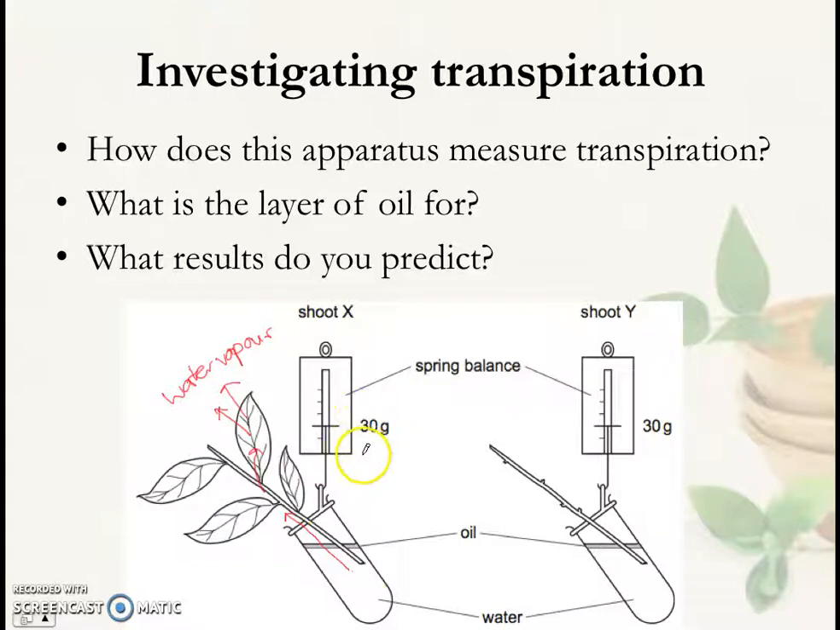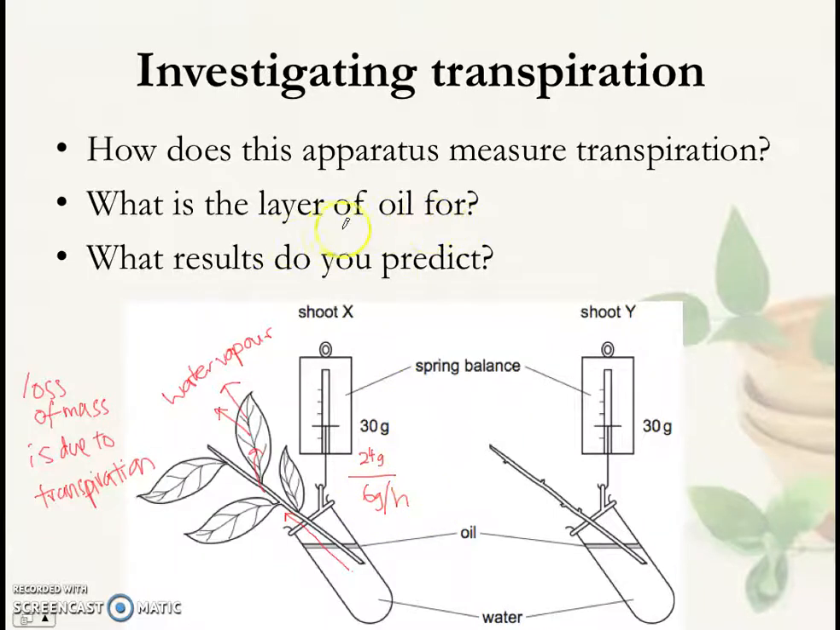So maybe from 30 grams, it will decrease to about 24 grams. So there's a loss of about 6 grams. And then we make the assumption, we assume that the loss of mass is due to transpiration. And from there, we can measure the rate of transpiration. In this case, maybe 6 grams of mass was lost in an hour. So the rate of transpiration will be 6 grams per hour.